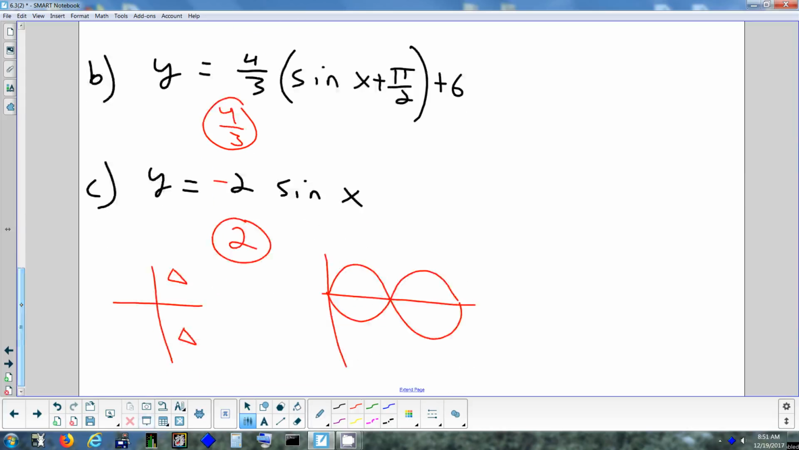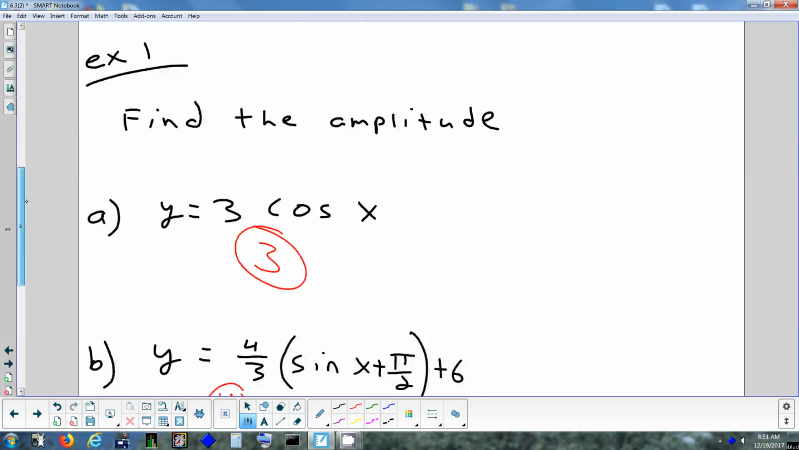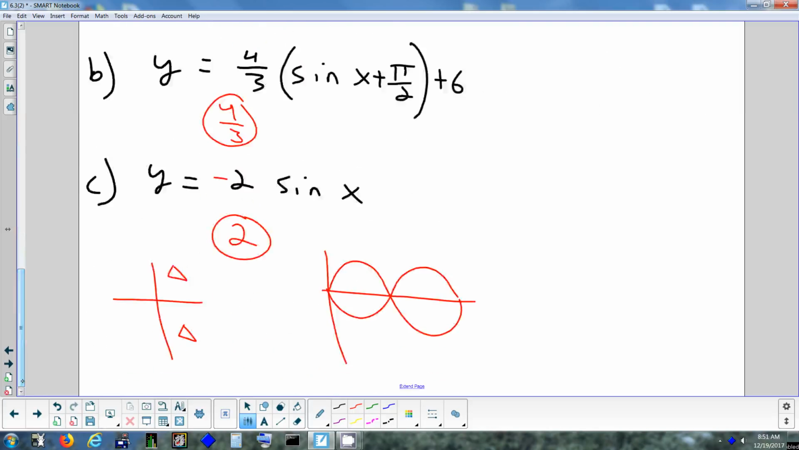So it's important when you graph, you take into account the negative. But when you tell me the amplitude, you get rid of it. That's the only time you get rid of it, if I ask that question: find the amplitude.